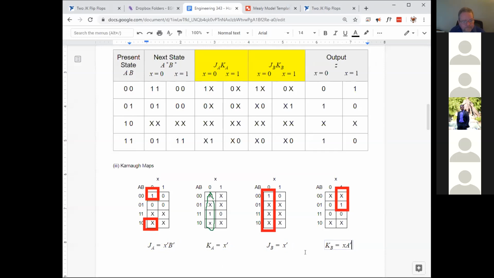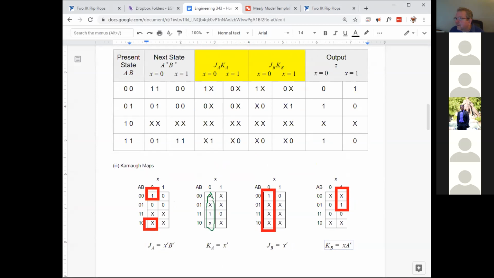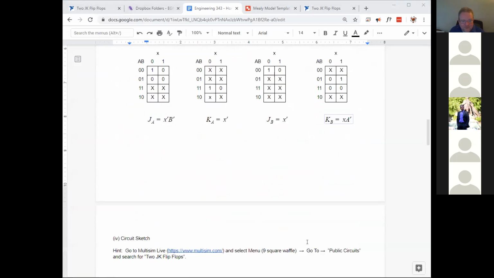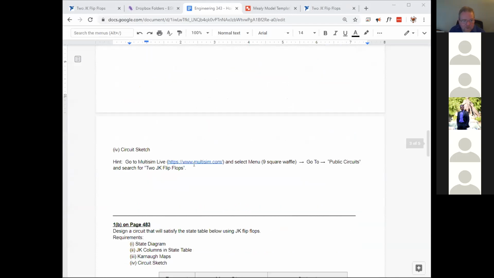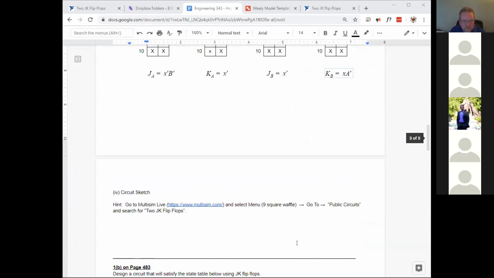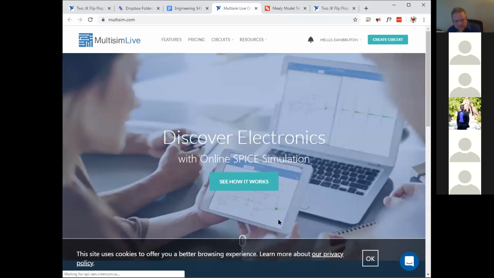Right. And so the next thing to do is to clear the screen. So clear all drawings. The next thing to do is to use this to build the circuit. All right, so what we're going to do is go over to Multisim Live to do that. So I'm going to go ahead and open that window up right over here.